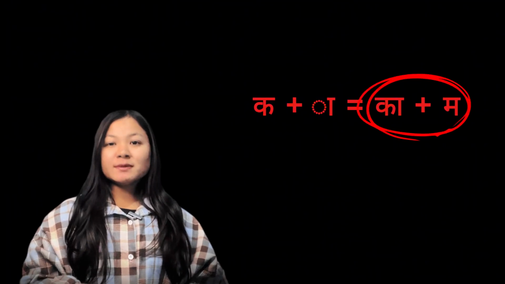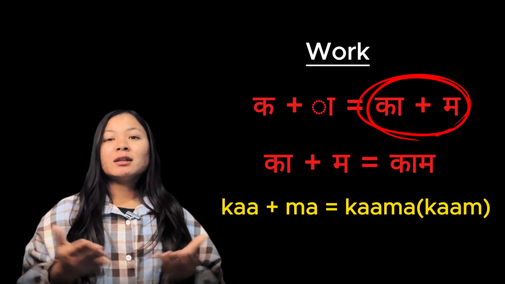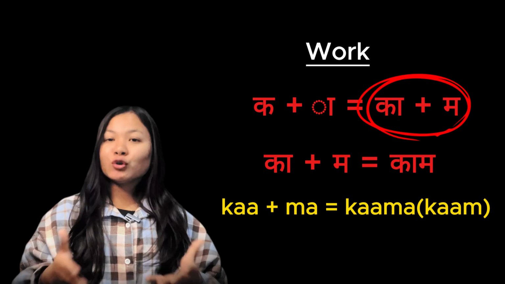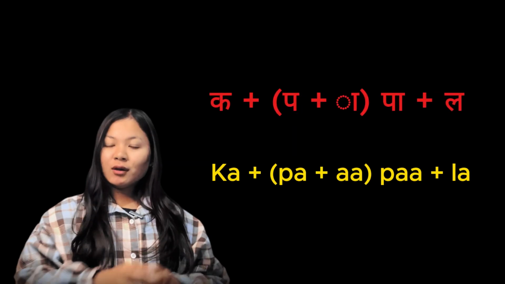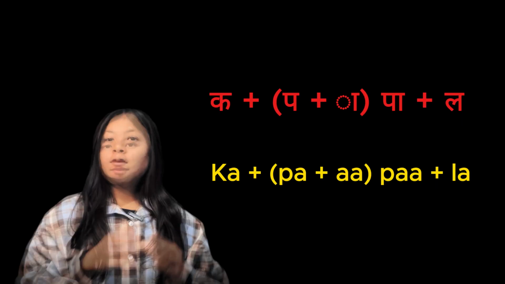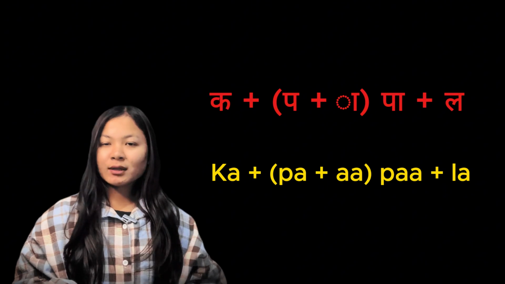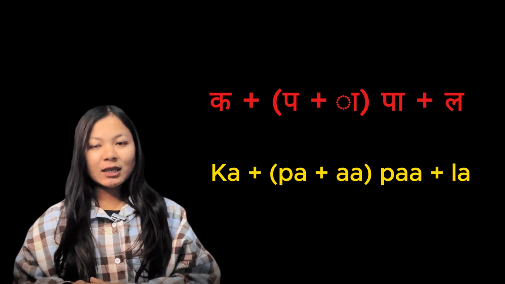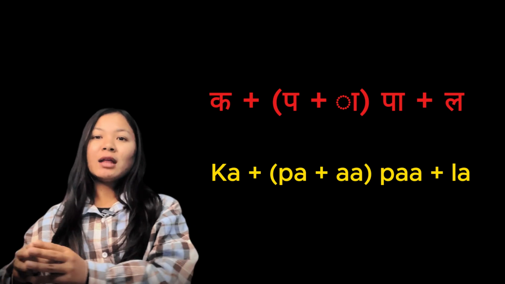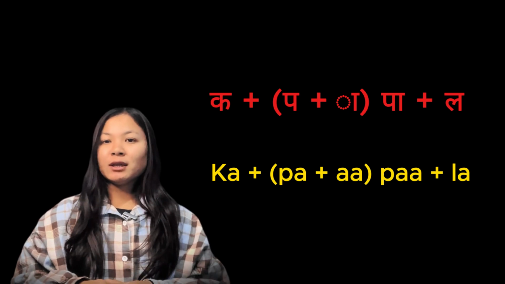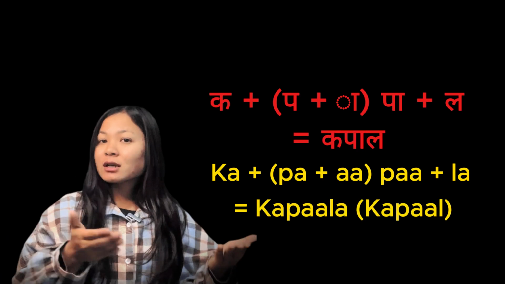Next word is ka plus a, ka, and we add ma. The word becomes kam, which means work, and this formation we have already read in our previous lesson. Ka plus pa plus a, it becomes pa. The next word is la. And when we add those letters, it becomes ka pa la. And we pronounce it as kapal.